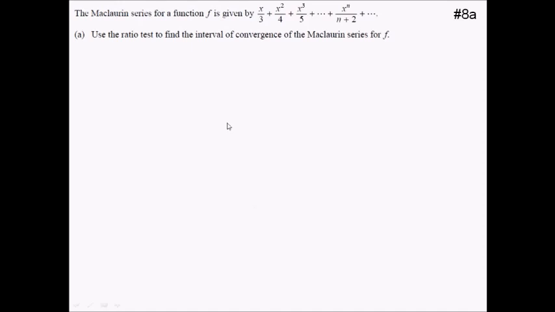On this problem, we have the Maclaurin series for some function given by this stuff here. And our first task is to use the ratio test to find the interval of convergence. Well, this was nice of us. They told us to use the ratio test. So let's go ahead and do that.